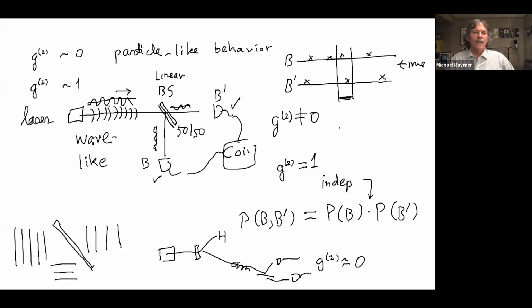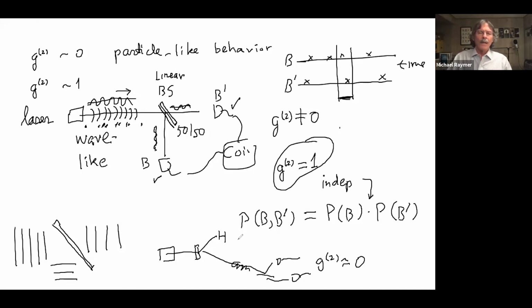And because in a wave-like geometry, the photons can come at any time, they're all just independent here. They're all spread out or bunched together independently. They come through independently, they hit the detectors independently, then you can use this independent formula for the joint probability. And that's why you get G2 equals 1.